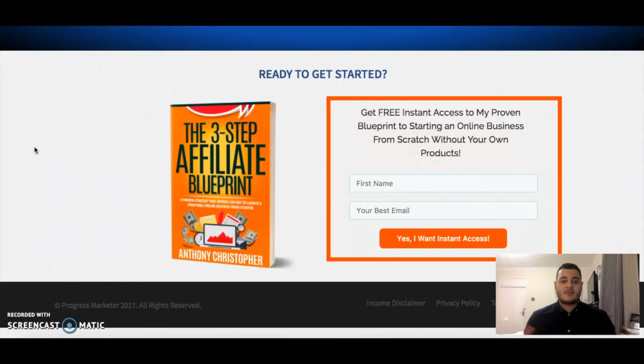Then at the bottom we have a super simple call to action to my lead magnet, the 3-step affiliate blueprint, a proven strategy that anyone can use to launch a profitable online business from scratch. That ebook is essentially the culmination of the absolute fundamentals people need to know when getting started with affiliate marketing. A lot of it was the questions I was asking when I was trying to learn how to put that stuff together, and I've written it all in an ebook so that people who read it know straight out of the gate exactly what they need to do.